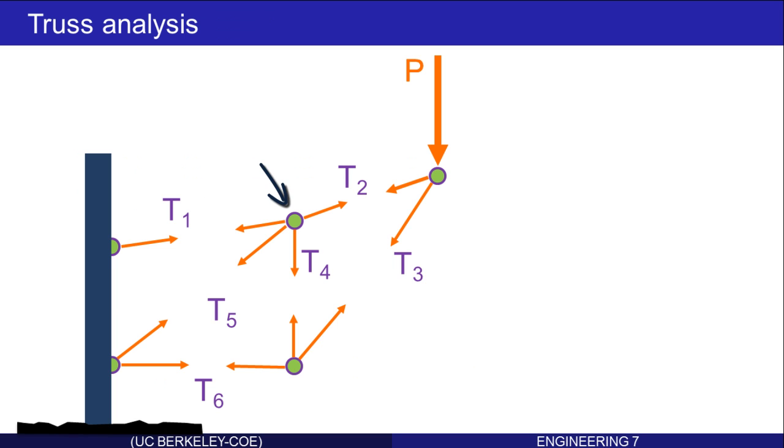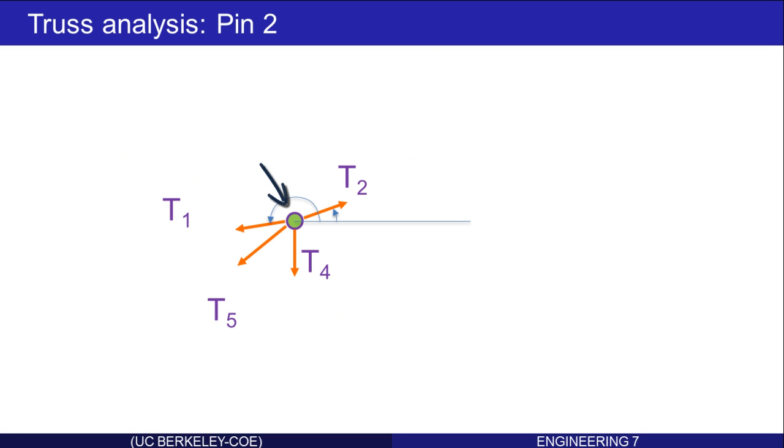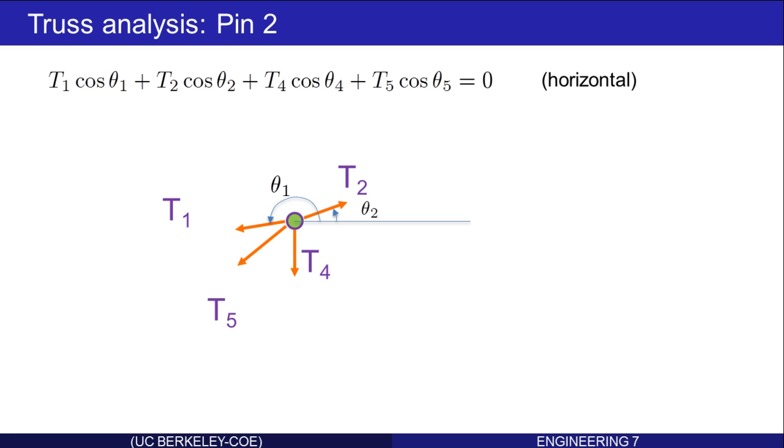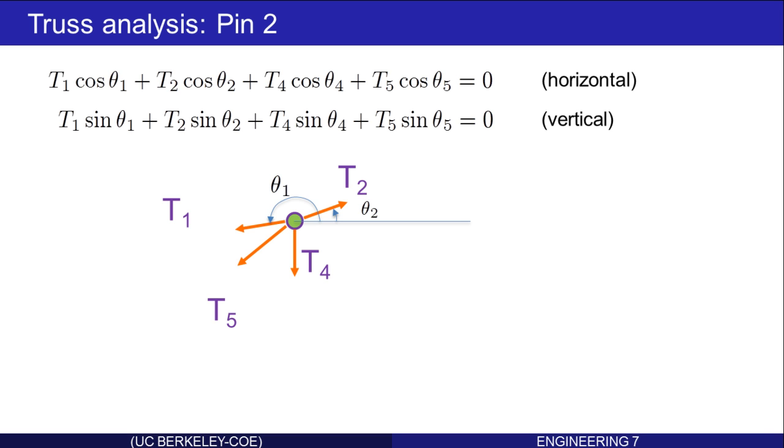Now let's focus on this pin. Let's specify angles. I've drawn theta 1 and theta 2. There's also a theta 5 and a theta 4, all referenced from horizontal. Summing forces on this pin in the horizontal direction turns into cosines. Similarly, summing forces in the vertical direction manifests itself as sines. Those are precisely the two things we know about this pin being in equilibrium.